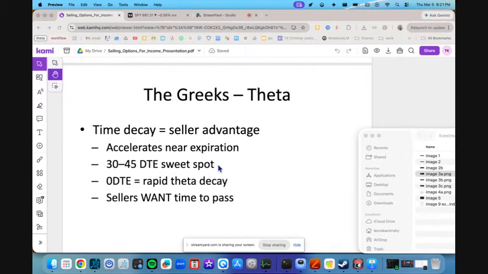That's where you have a ton of theta decay because the option is going to expire that day. Sellers want time to pass. So you typically want a stock to not move or move in the opposite direction of where you sold an option, because then time is on your side and you're just collecting that theta decay.